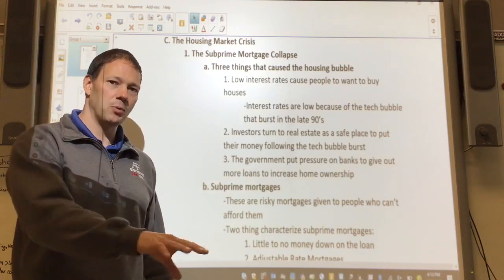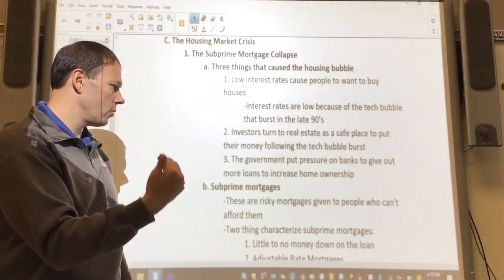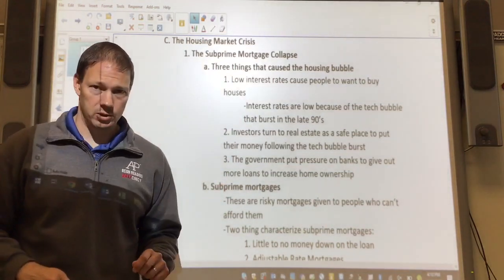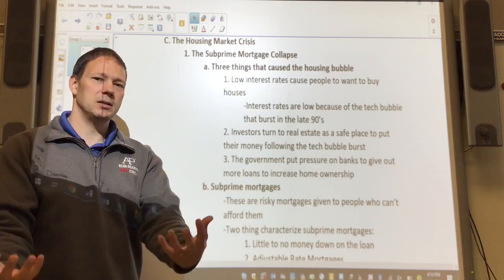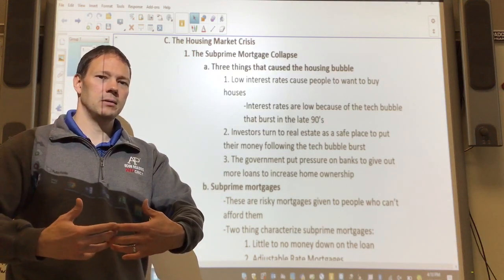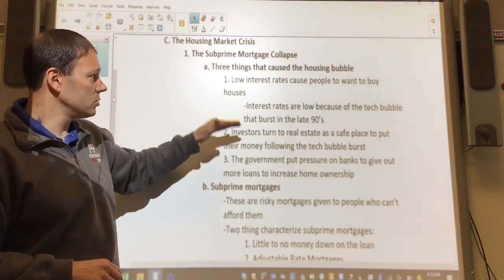So the government starts putting pressure on banks to give out more loans. This is going to create the subprime mortgage. Not create the subprime mortgage, I'm sorry. They were around before then, but exacerbate it, okay, make it bigger. So anyway, these three things.